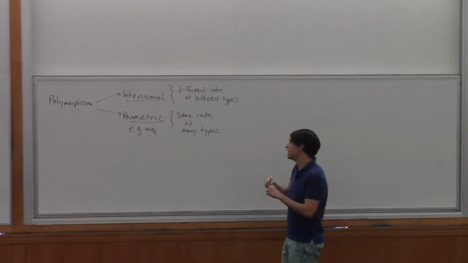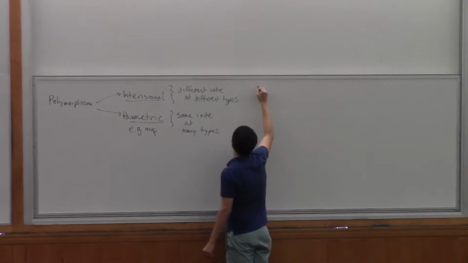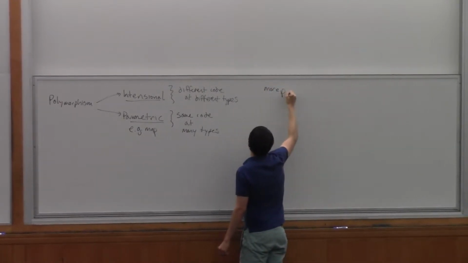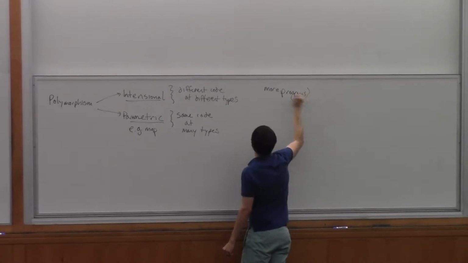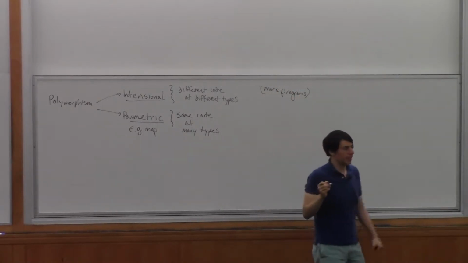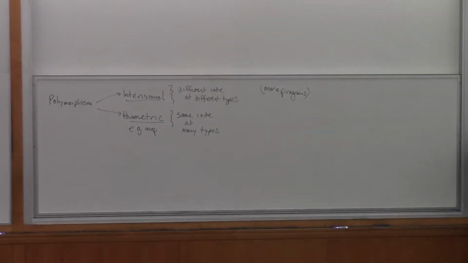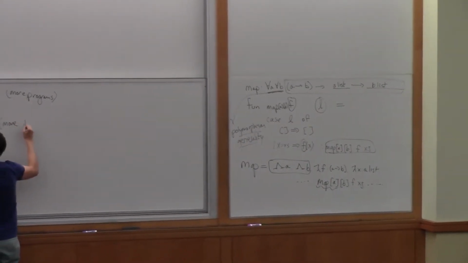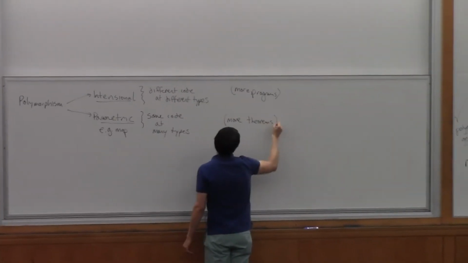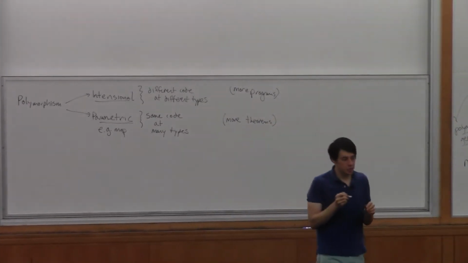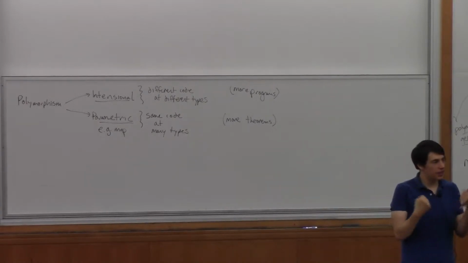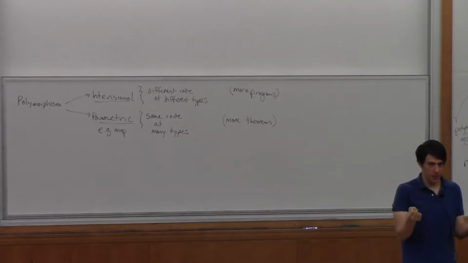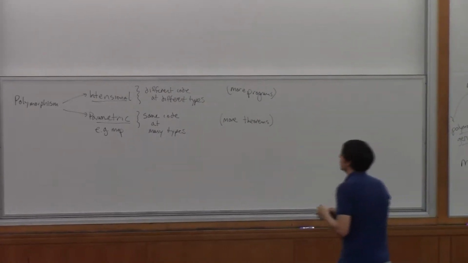Kind of, but the distinction I really want to make is that here there are more programs that you can write, right? So like you can write something that looks like the type of map, but does different things depending on whether A is int or A is string. Here, the key point we're going to draw out today is that you have more theorems. Okay? There's more that you know about a program just by knowing its type if you're talking about parametric polymorphism.